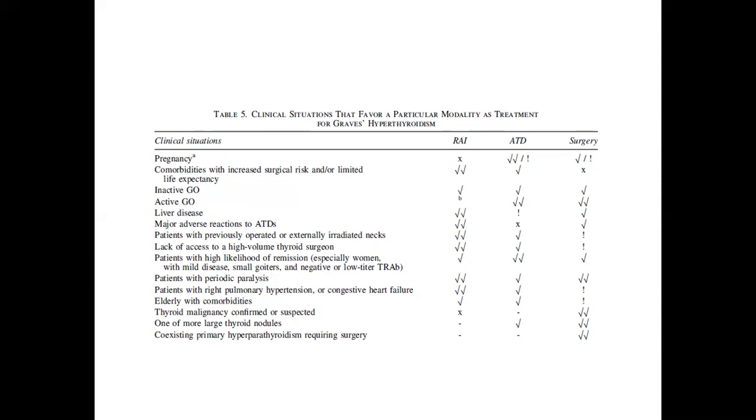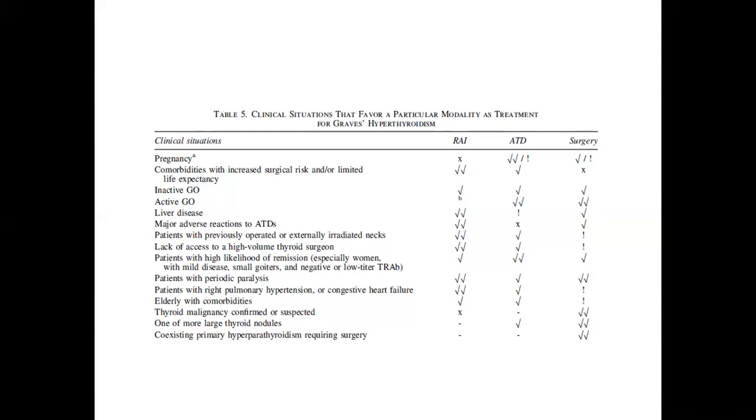So overall, radioactive iodine is preferred in patients with a lot of comorbidities with increased surgical risk, in patients with major adverse reactions to antithyroid medications, patients with previously operated or externally irradiated necks, if there is a lack of a high volume thyroid surgeon, in those patients with a history of right pulmonary hypertension or congestive heart failure, and in those patients with periodic paralysis. These are the typical patients in which radioactive iodine should be given as the first treatment modality.